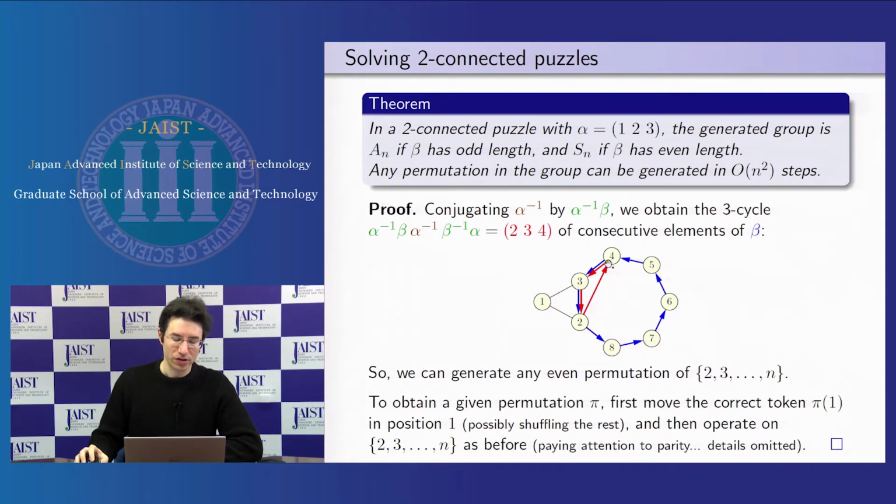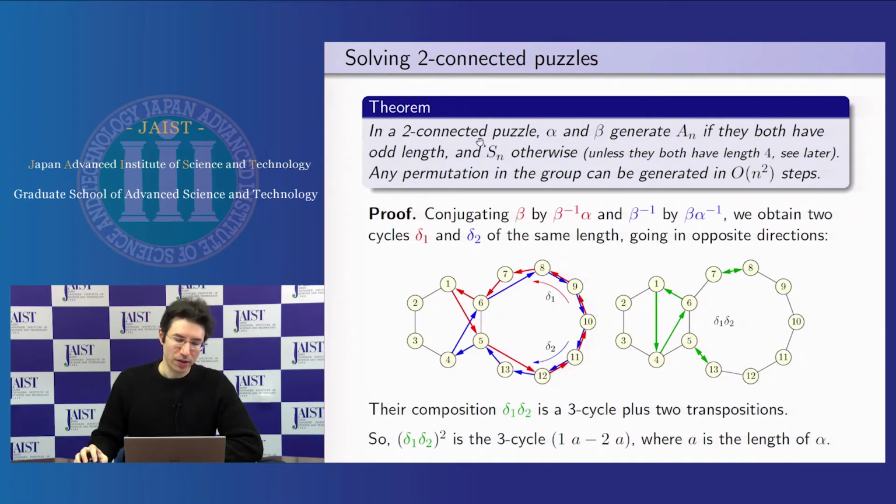So conjugation is an operation that preserves the cycle structure. So by conjugating the 3 cycle, we're just moving it somewhere else. Now we move it here on the nodes 2, 3, 4, so that we have this sub-puzzle in here where we can again apply our lemma and generate all even permutations here. Now to generate any permutation, including the position number 1, we first put the destination token on position number 1, and then we rearrange the rest.